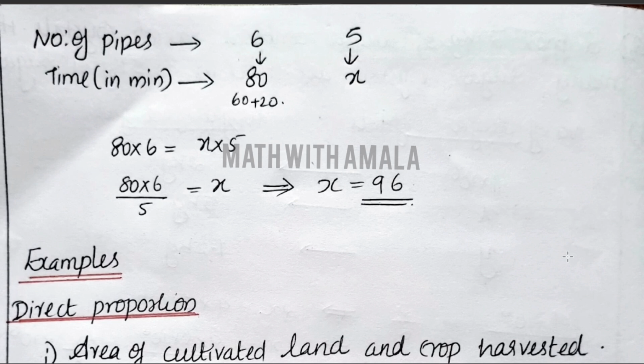Next one, let's move to some examples of direct and inverse proportions. Area of cultivated land and crop harvested. This is the best example for direct proportion, because if we cultivate in a vast area, the crop production will also be much higher. And if we do it for a small area, you will get a small amount of crop harvested.